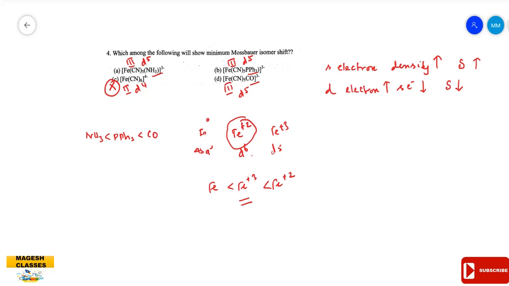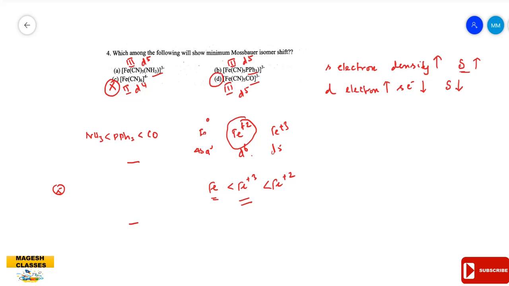So as more splitting takes place, the s electron density is maximum, and so the shifting in the negative direction increases among these complexes. So the D possesses minimum isomer shift. So our answer is D. By summarizing, as the s electron density increases, it has a lower shifting value, on the negative side.